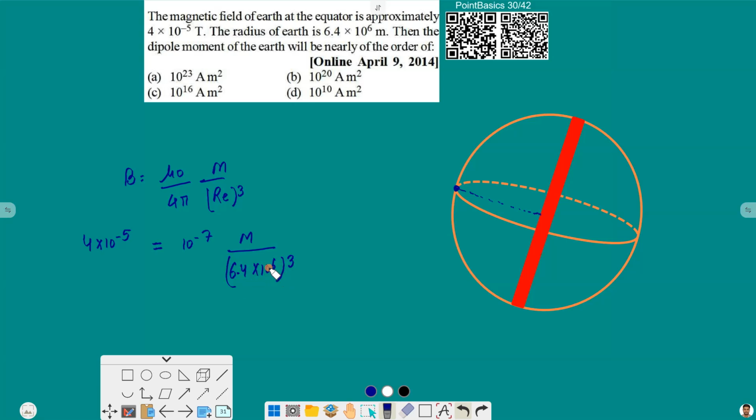Now solving this whole thing, we get M is equal to 1.048 into 10 raised to power 23, that is in the order of 10 raised to power 23. Option A will be the right answer. Now let's move to the next question.